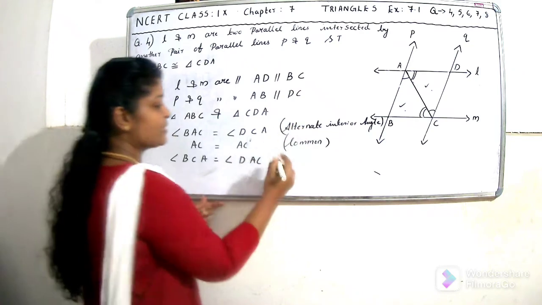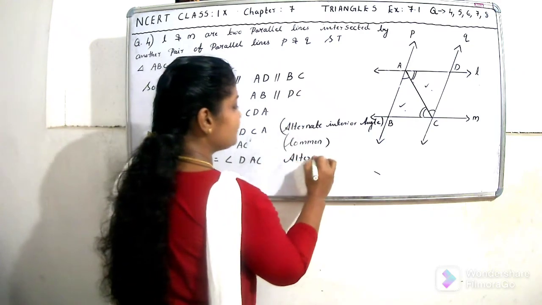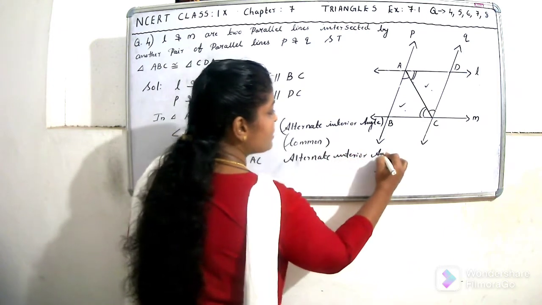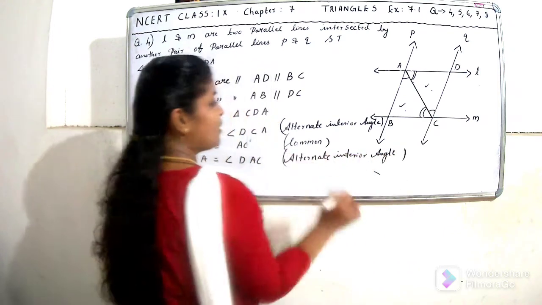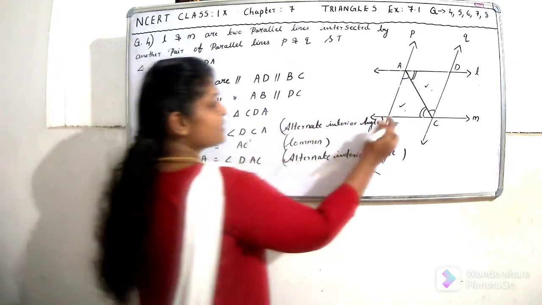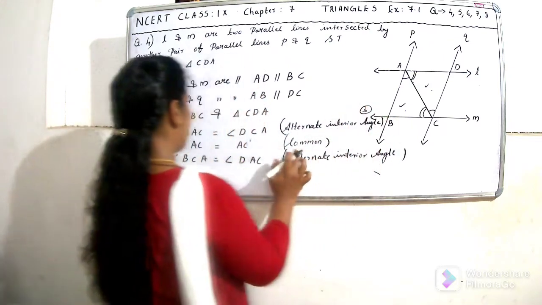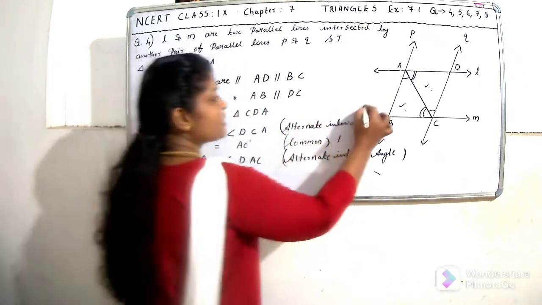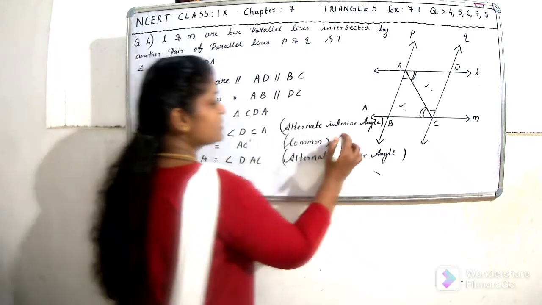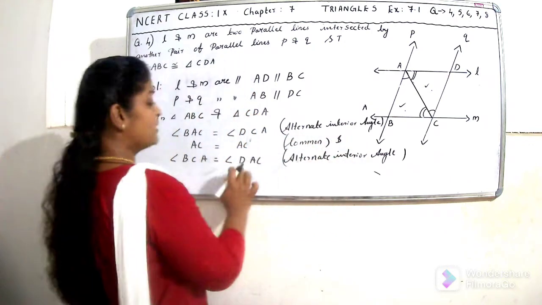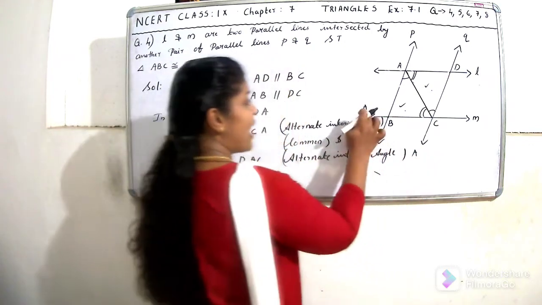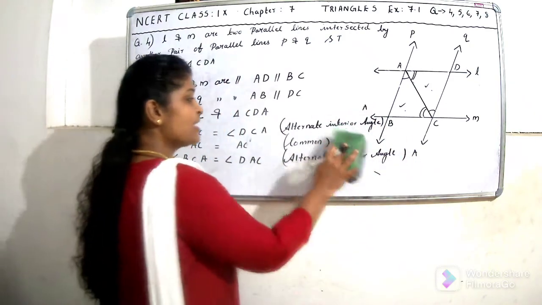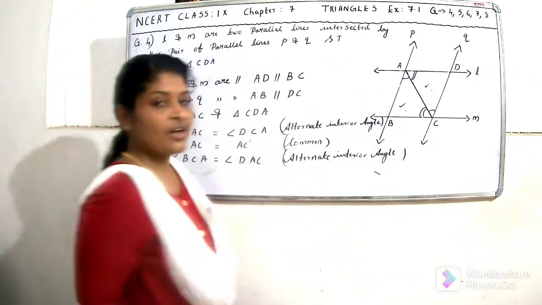DAC. Same reason. Alternate interior angles are equal. Okay. So this is side, and this is the angle, this is the side, and this is again angle. So angle, side, angle. With that criteria we can see these two triangles are congruent.